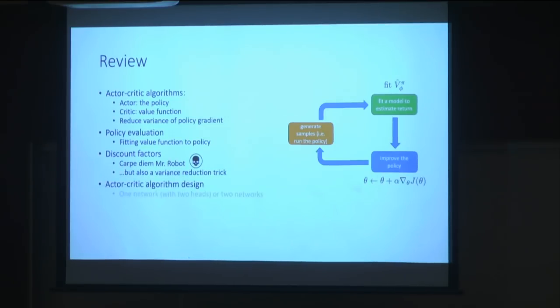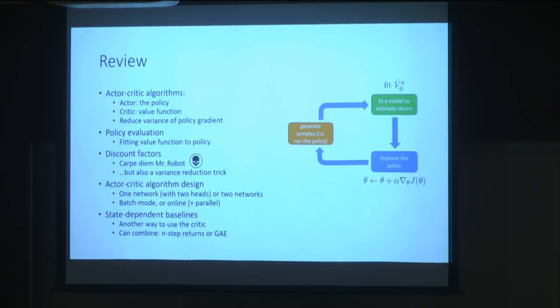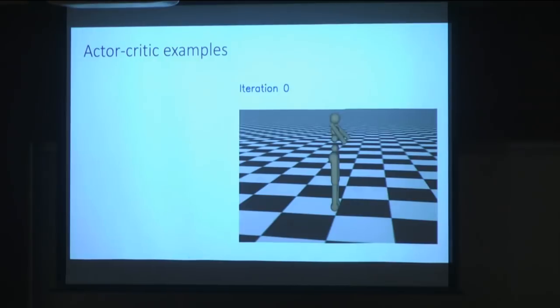Designs of actor-critic algorithms: you can have either one network with two heads or two networks. One network with two heads has some feature sharing. Two networks might be easier to train in practice. You can have batch mode or online actor-critic algorithms. If you're using deep neural networks, then for the online algorithms, maybe you should think about parallelizing them so that you have batches of size greater than 1. I talked about state-dependent baselines, which are another way to use the critic while remaining unbiased. And you can combine the biased actor-critic estimator with the unbiased Monte Carlo estimator to get n-step returns or generalized advantage estimation.